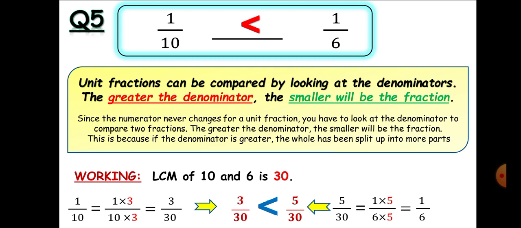It is because if the denominator is greater, the whole is split up into more parts. So first of all, you have to take the LCM of 10 and 6, that is 30. So 1 over 10 is going to be multiplied by 3, you're going to get 3 over 30, and then 1 over 6 is going to be multiplied by 5, you're going to get 5 over 30. Then denominators are same, focus on the numerator, the one with the greater numerator is greater. That means 5 is greater than 3, that means 5 over 30 is greater than 3 over 30, that means 1 over 6 is greater than 1 over 10.